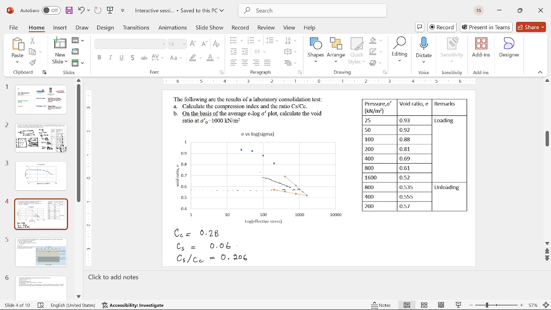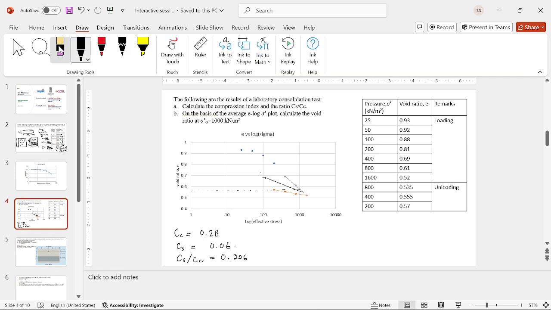Do you understand what sigma naught means? Sigma naught means that there is a pre-consolidation. I'll show you. So here, if you see, there is a pre-consolidation pressure. As you know, soil has a memory.